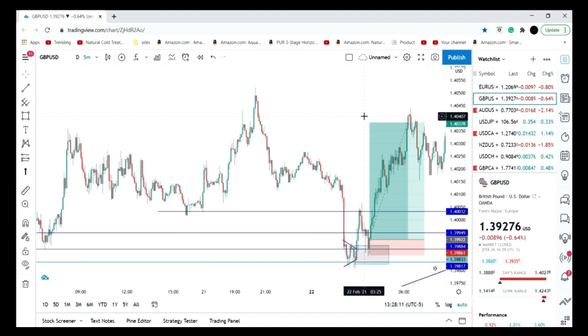Now let's talk about getting stopped out. Sometimes if I get stopped out, I will try again. I'm not going to try 3 times, but I usually try twice. So if I got stopped out and it gives me another good entry, I will get back in. All right, so keep that in mind.